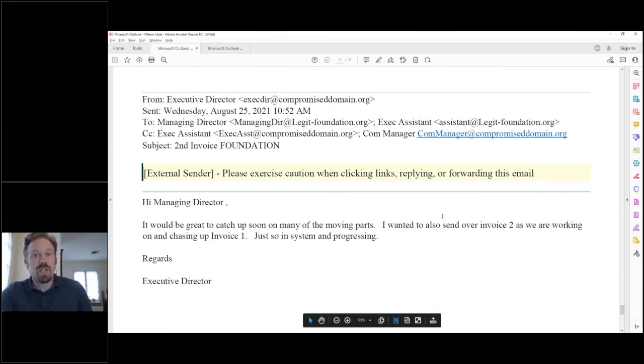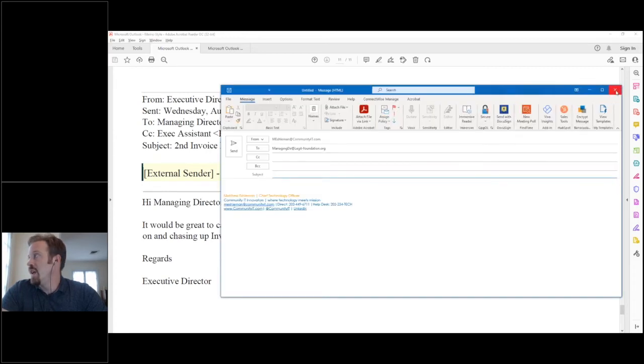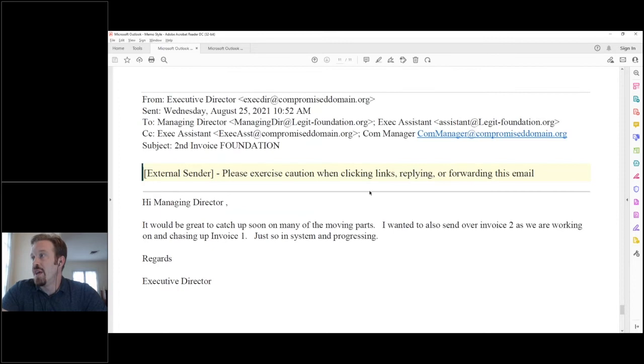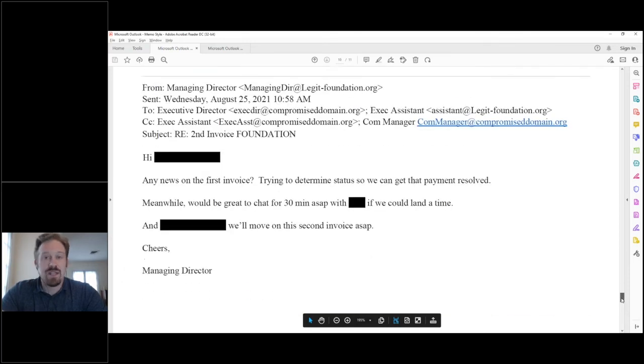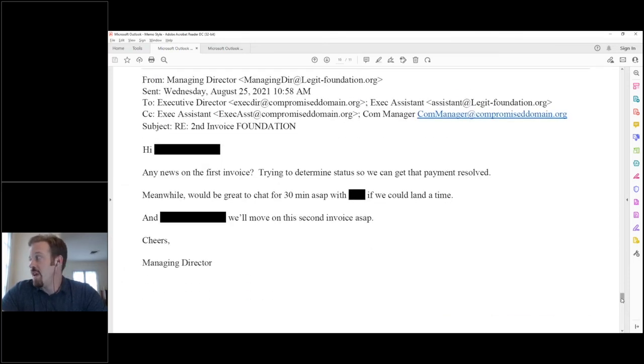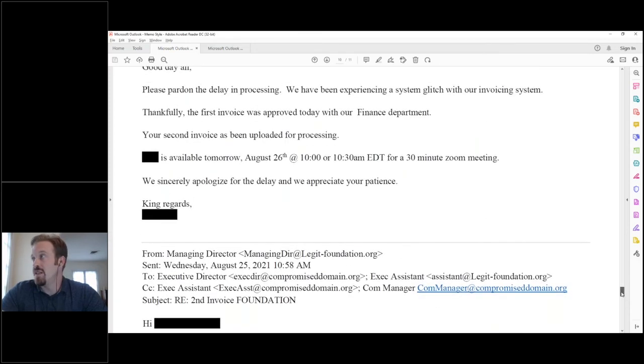So originally, we have some information here from the executive director. Their domain was compromised, so they had a compromised account or accounts, and so the bad guys were there. And so the organization was following up with their foundation and the foundation assistant to get some additional information about the invoice for their funding. So we can see some back and forth from the foundation back to the organization that was compromised.